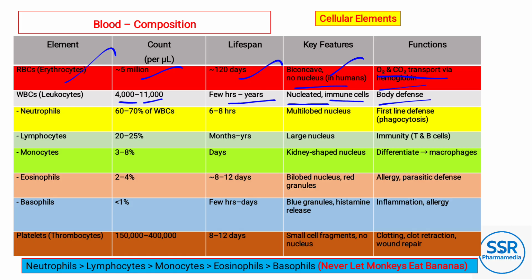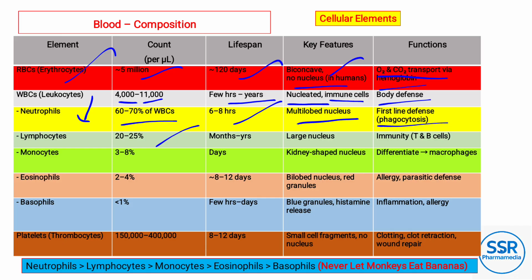Neutrophils, 60 to 70% of WBC. These are all types of WBC cells. Lifespan is 6 to 8 hours. It has a multi-lobed nucleus, and it is involved in the first line defense mechanism of phagocytosis. Lymphocytes are 20 to 25% present per microliter.